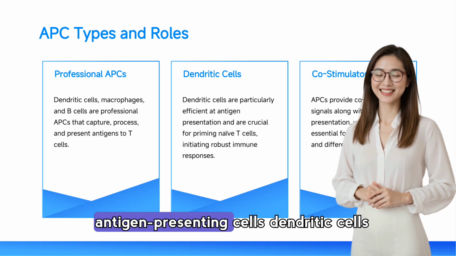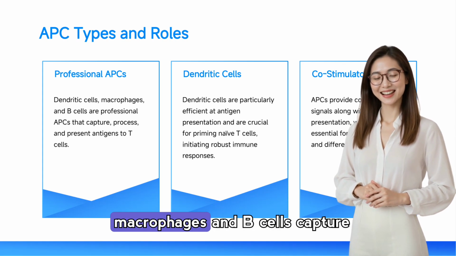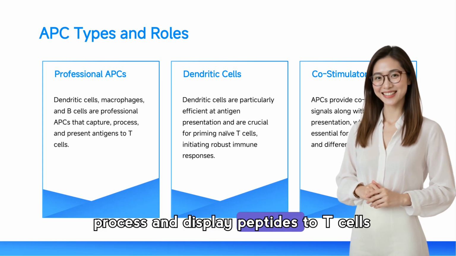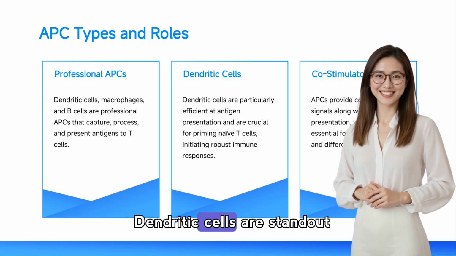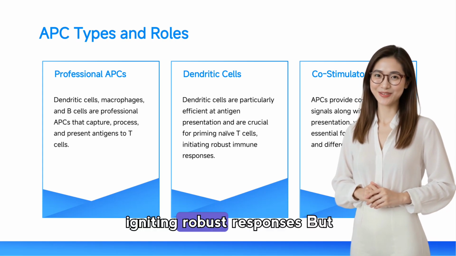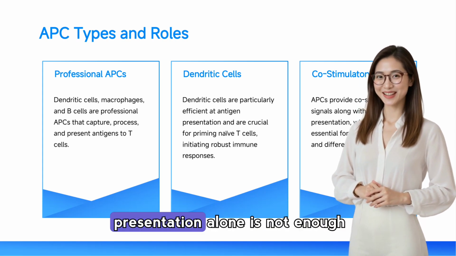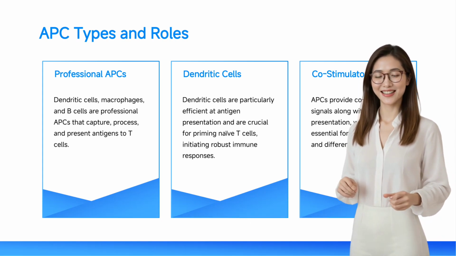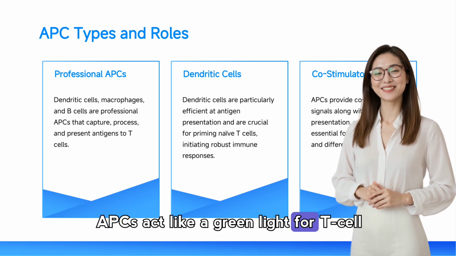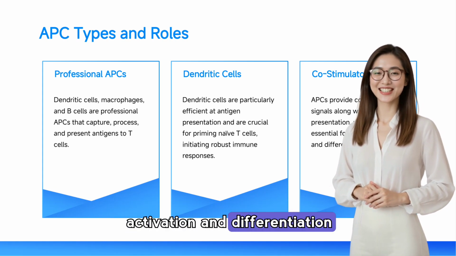Who presents antigens? Professional antigen-presenting cells, dendritic cells, macrophages, and B cells, capture, process, and display peptides to T cells. Dendritic cells are standout specialists at priming naive T cells, igniting robust responses. But presentation alone is not enough. Co-stimulatory signals provided by APCs act like a green light for T cell activation and differentiation.